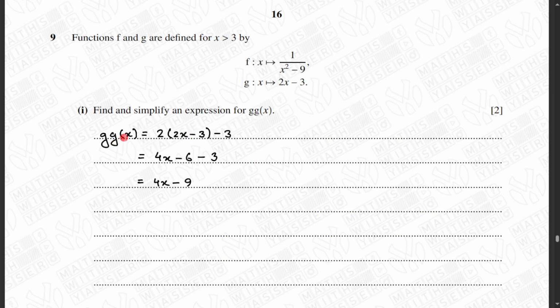So g of g of x should be 2, and we need to substitute g of x again into x, which gives us 2 times (2x minus 3) minus 3. So simplifying it, we get 4x minus 6 minus 3, which is 4x minus 9.